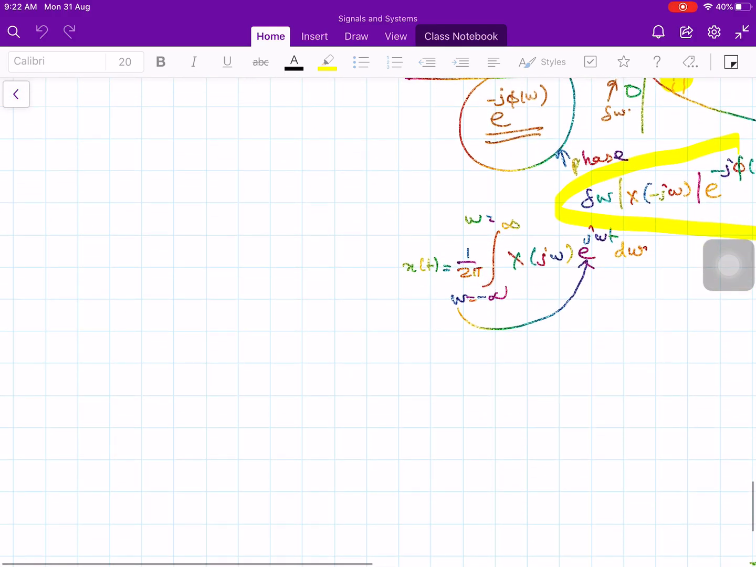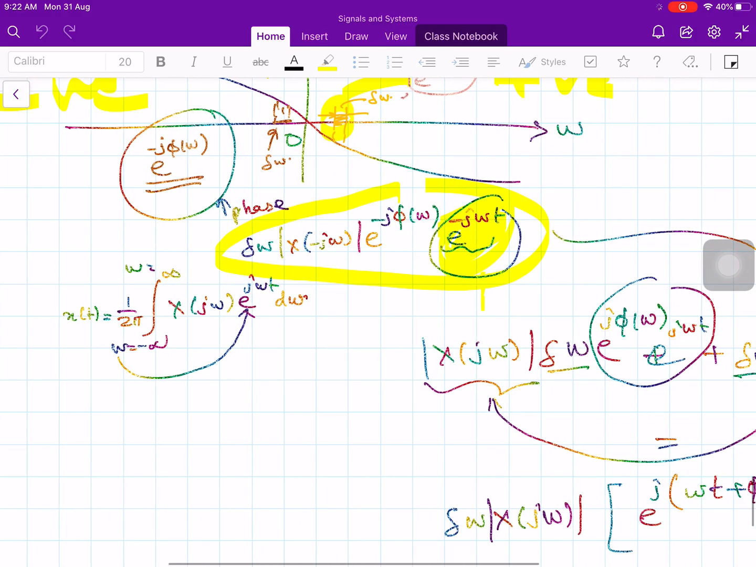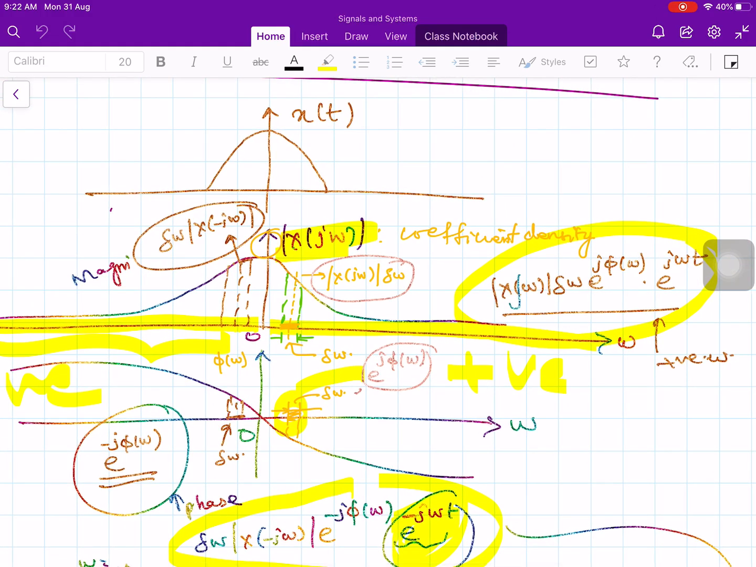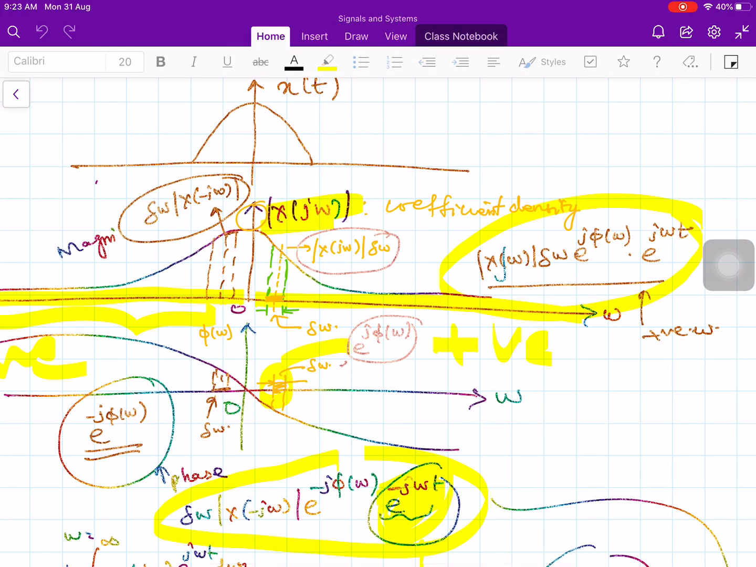If you take a single point, then the amplitude is 0. But if you take a small width along the omega axis, and consider this slice to be represented by a single frequency term at the center, then the amplitude of the particular exponential term will be given by the magnitude of X of j omega times delta omega, and this magnitude of X of j omega is called a coefficient density.